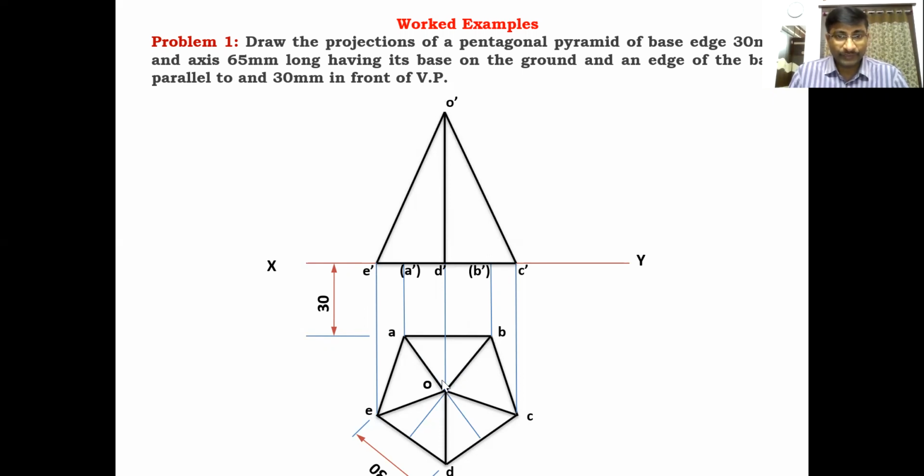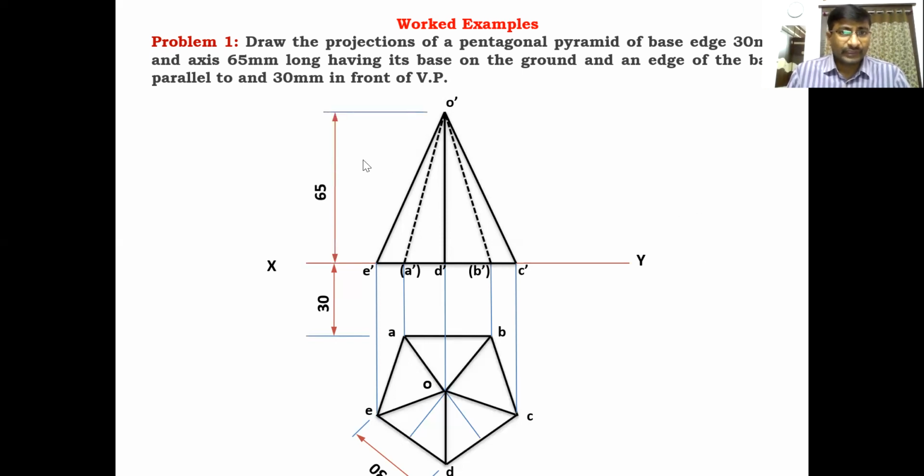Here, AO and BO are the slant edges which are not visible from this side, from front side of the solid. So that's why I'm connecting A dash, O dash, and B dash, O dash lines are dotted lines. These are the dotted lines, which are invisible slant edges of the solid. Clear? Like this, you have to draw the dotted lines whenever the edges are invisible.